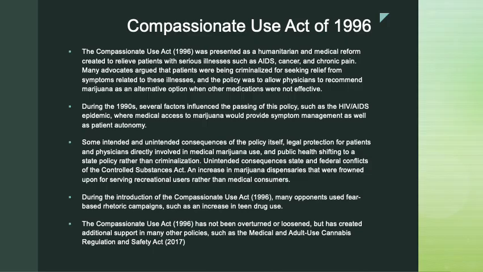And then during the introduction of the Compassionate Use Act, many opponents used fear-based rhetoric campaigns such as an increase in teen drug use, instead of really focusing on what many patients were needing medical marijuana for. Many of these individuals that were against this act tried to put fear into people that may find it beneficial by saying that teen drug use may increase because of it.